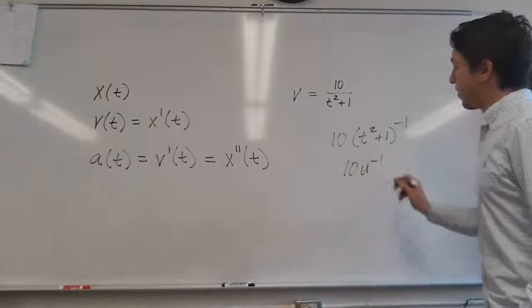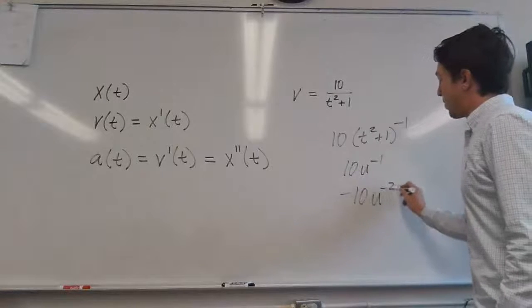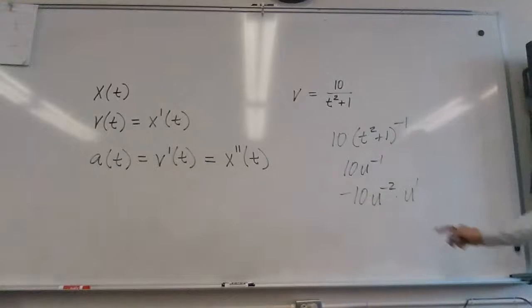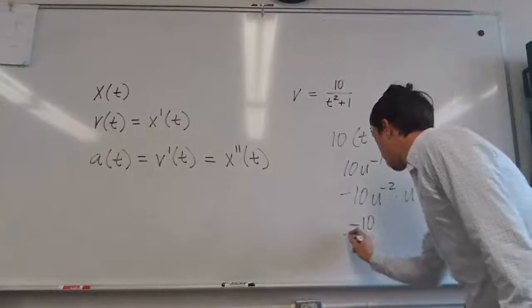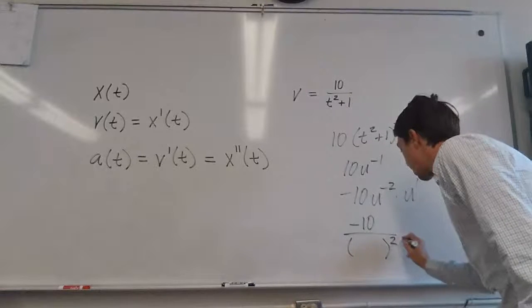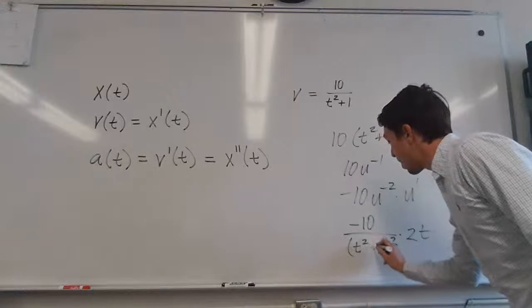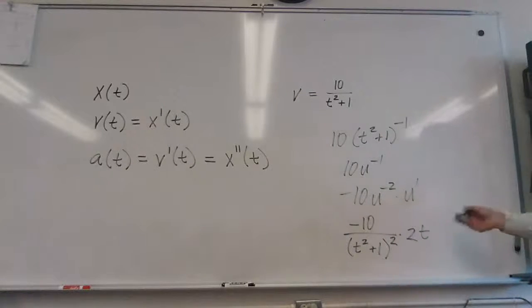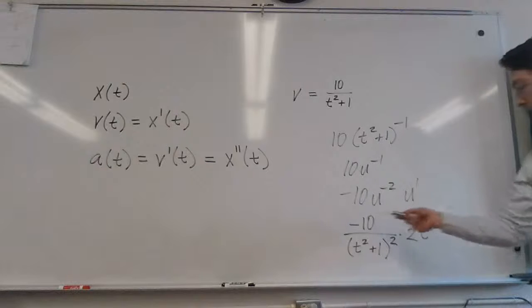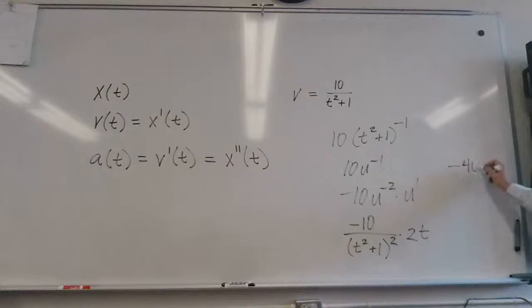So 10u to the negative first becomes negative 10u to the negative 2 times u prime. So I'd have negative 10 over u squared times u prime, which is 2t. Does that make sense the way I just did that? Obviously, if you want to use the quotient rule, that's totally fine too. And now we just have to plug in 2. The question says at time 2, so plug in 2 for all your t's. You get 2 times 2 times negative 10, or negative 40. And then 2 squared plus 1, squared, is 25. So negative 8 fifths.